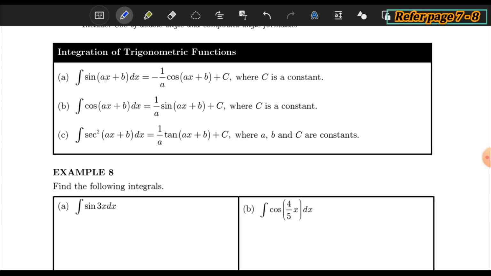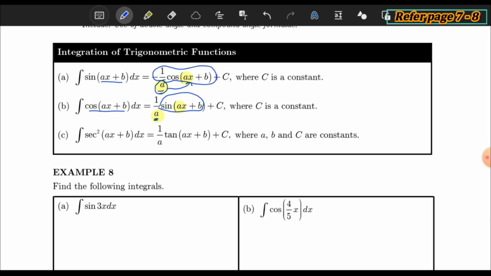Integrate sin(ax + b) equals negative cos(ax + b) over a plus c. The 1 over a here is from the derivative of the angle. Next, integrate cos(ax + b) equals sin(ax + b) over a plus c. And again the 1 over a here is from the derivative of the angle.